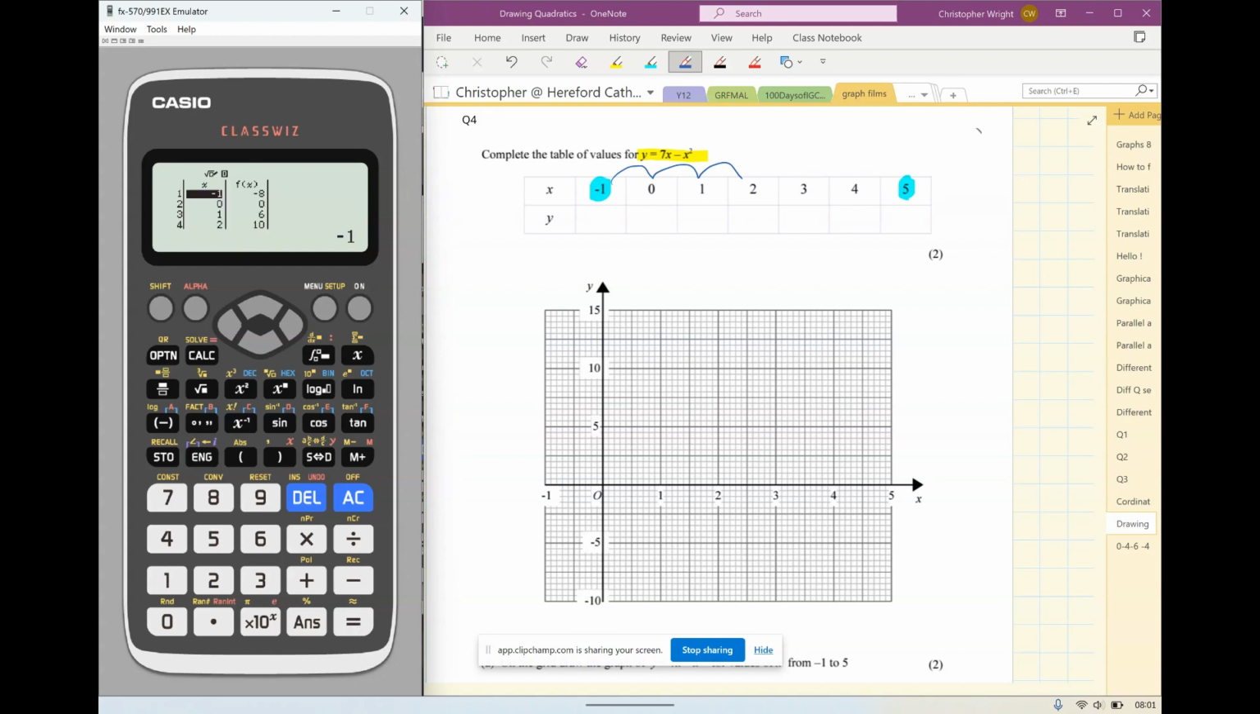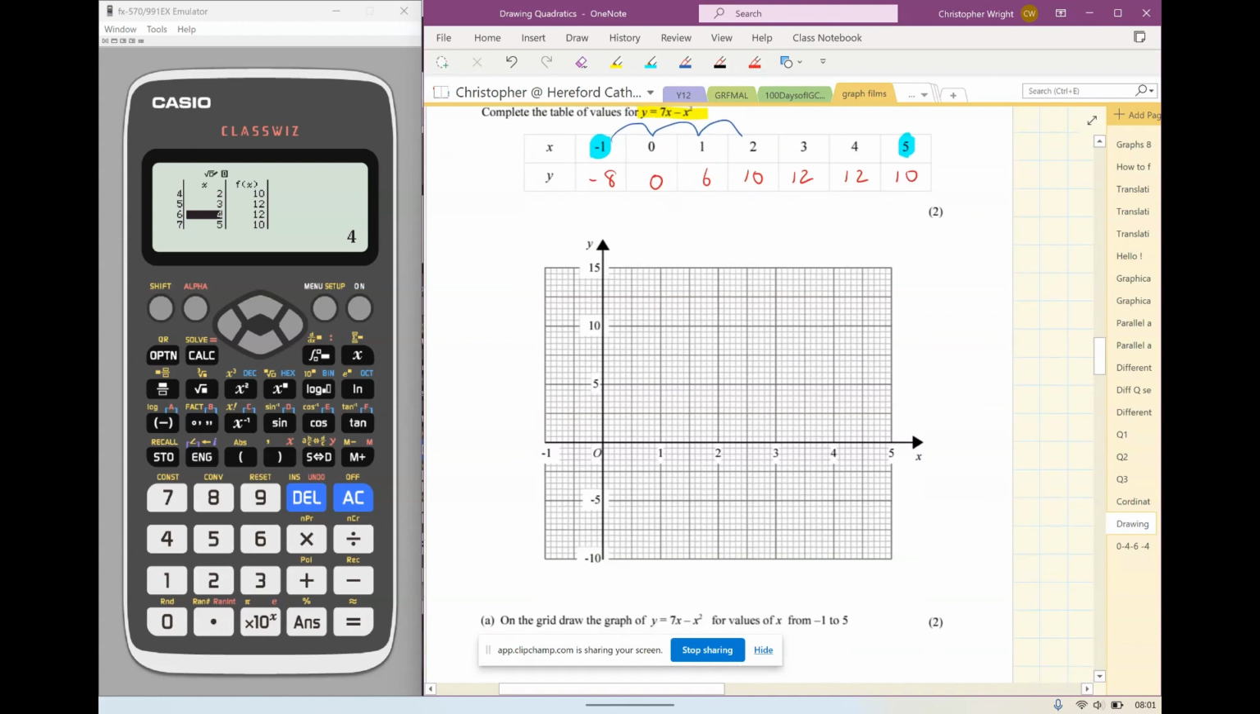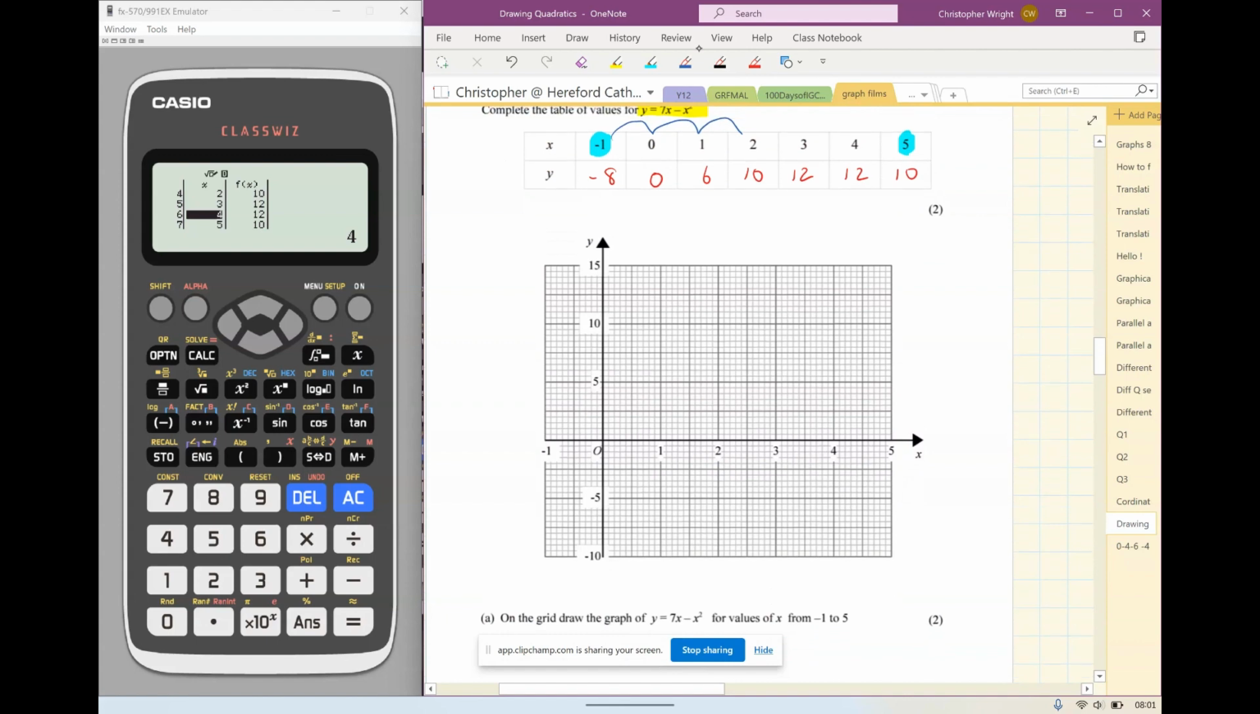So I just pressed equals there. And here are my table of values. Look, when x is minus 1, y is minus 8, 0, 6, 10. Right, make my way down the table with the down button. When x is 3, I've got 12, and then 12 when x is 4, and 10 when x is 5. Right, now all I've got to do is to plot these points. Now be careful, again, I've got to be careful of this scale, look.